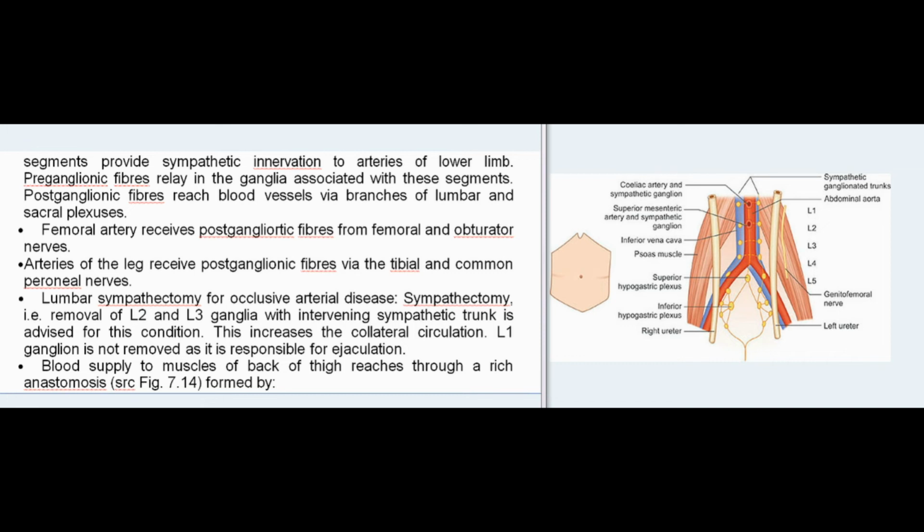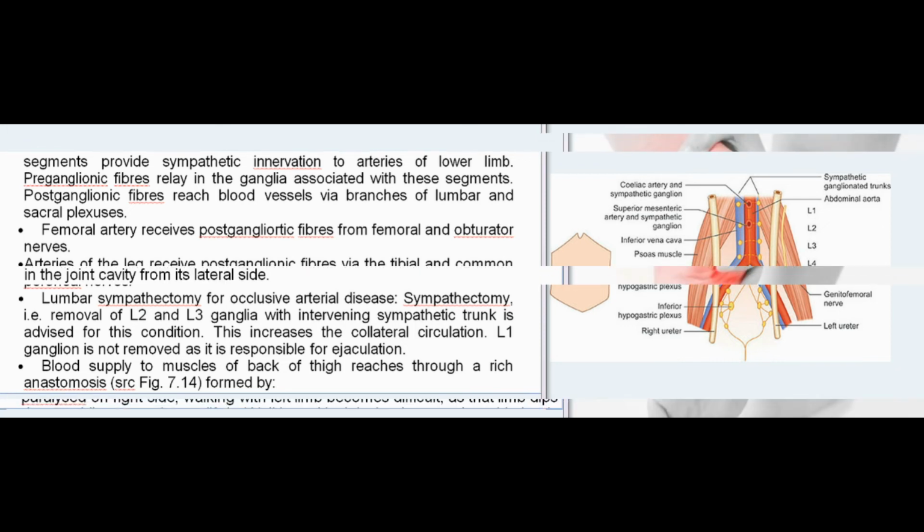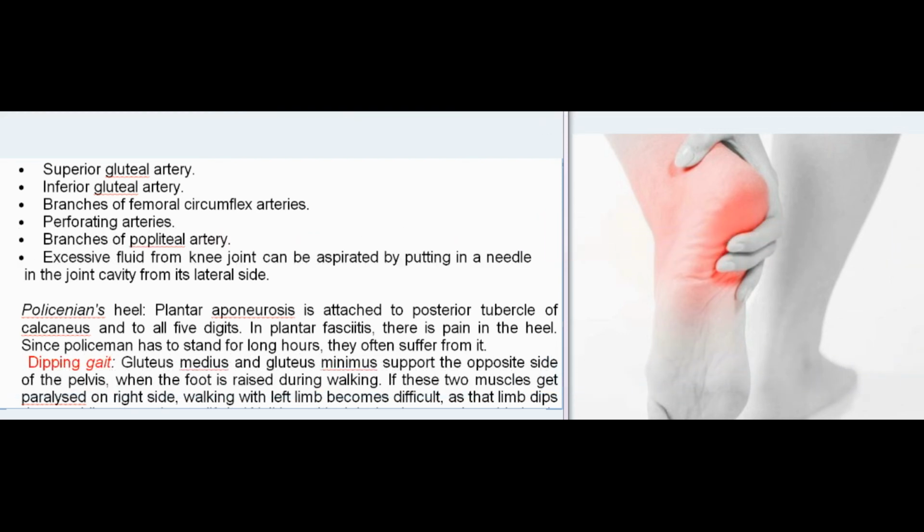Blood supply to muscles of back of thigh reaches through a rich anastomosis, SRC Fig 7.14, formed by superior gluteal artery, inferior gluteal artery, branches of femoral circumflex arteries, perforating arteries, and branches of popliteal artery.